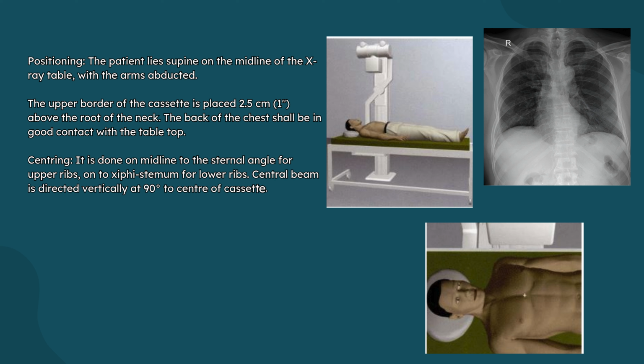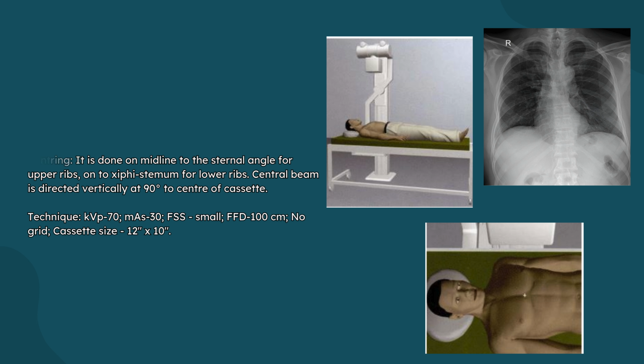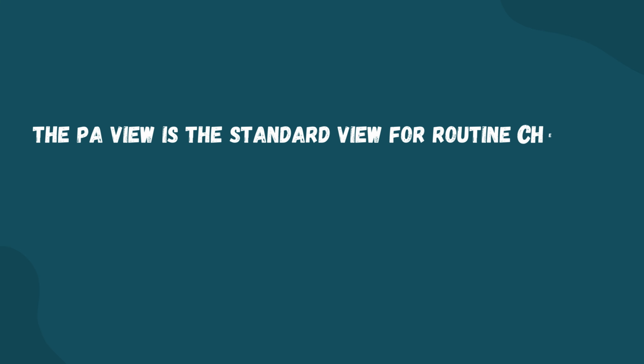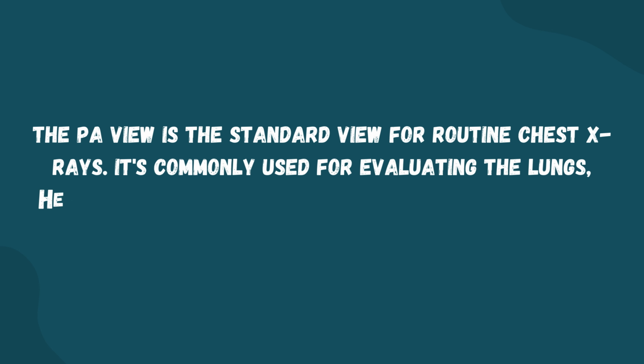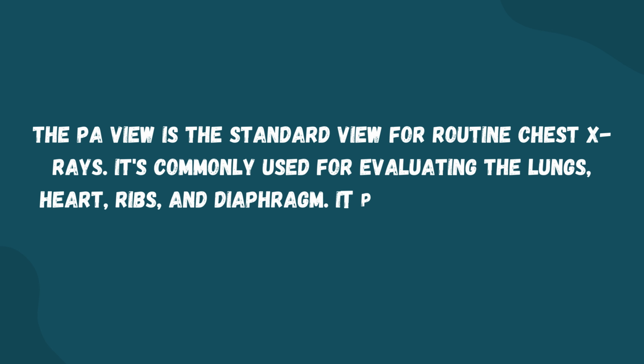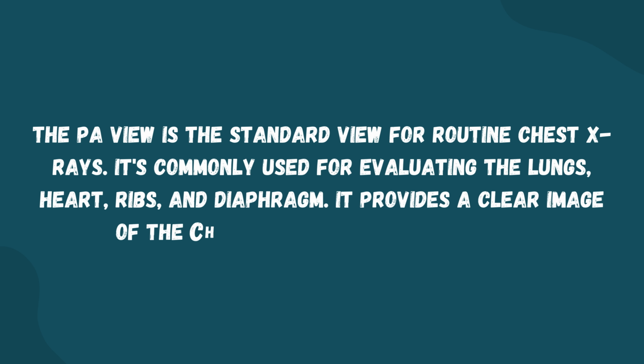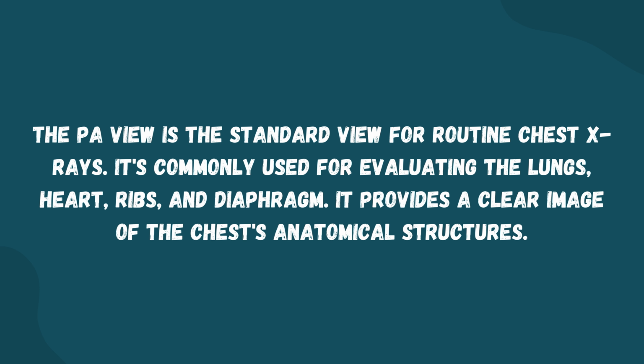Technique: KVP 70, MOS 30, FSS small, FFD 100 cm, no grid, cassette size 12 inches by 10 inches. Posterior anterior view. The PA view is the standard view for routine chest X-rays. It's commonly used for evaluating the lungs, heart, ribs, and diaphragm.